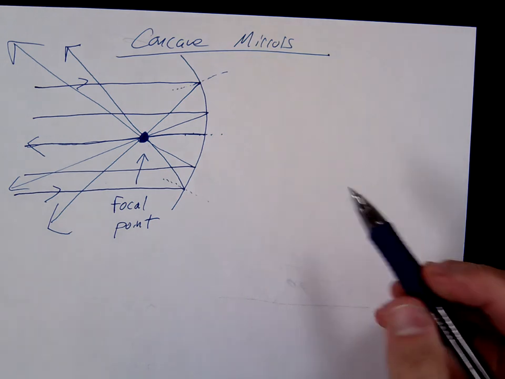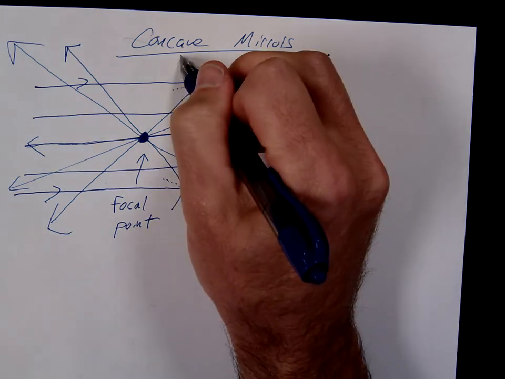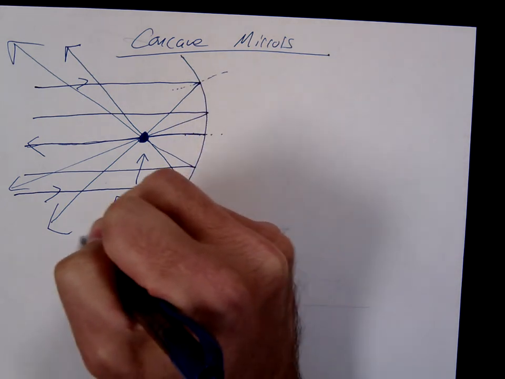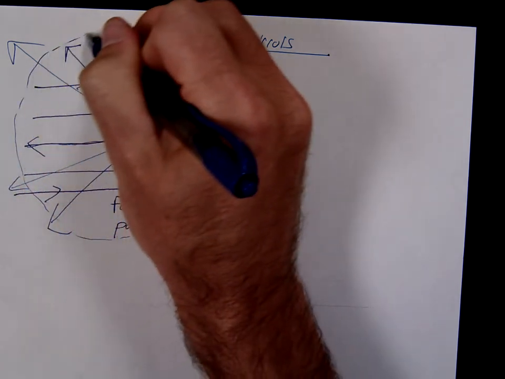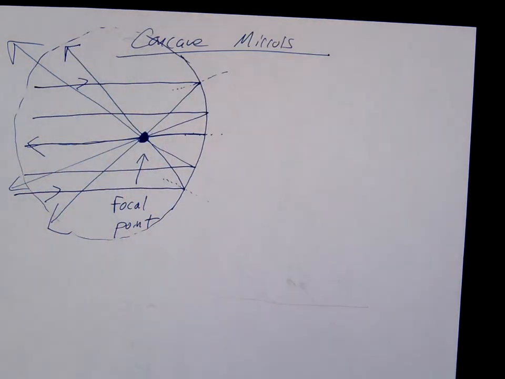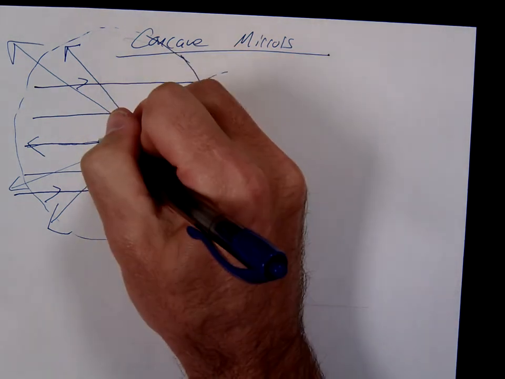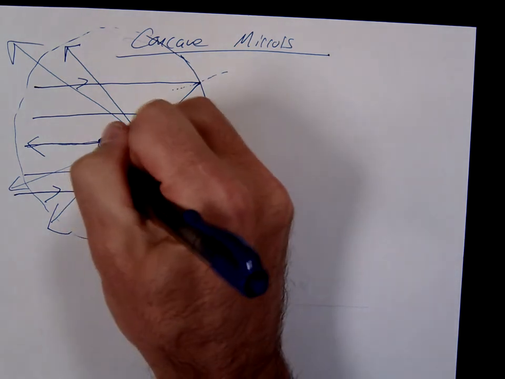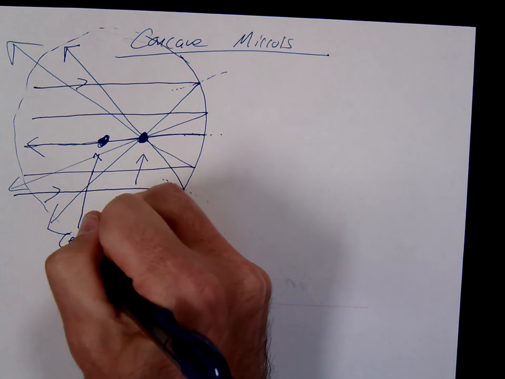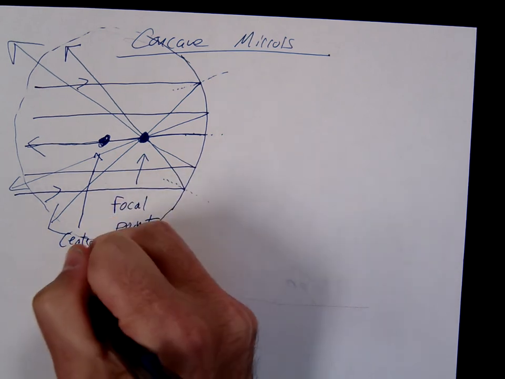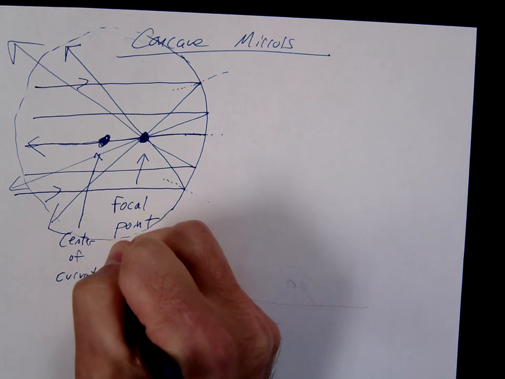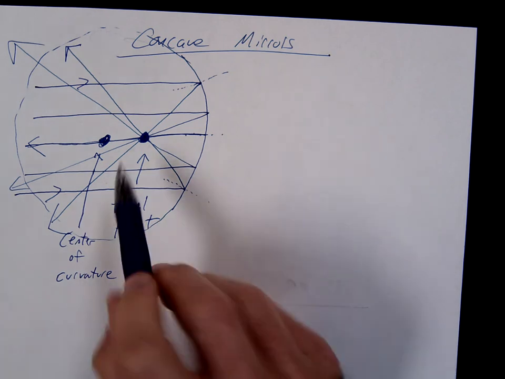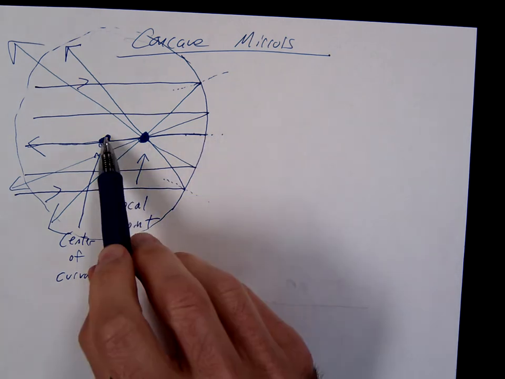Okay? All right, another point we're going to look at is this. This is a part of a circle. What if I continued the circle? So if I continue the circle, I would have a center to that circle. And that center would have a radius. Which we'd call the center of curvature or the radius of curvature. That radius would be the distance from the mirror to here.